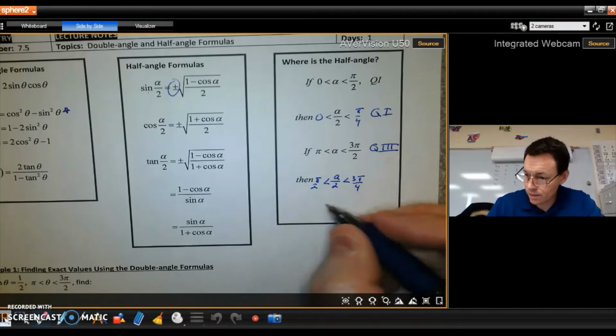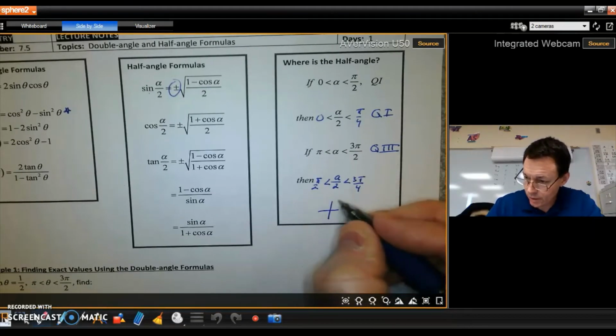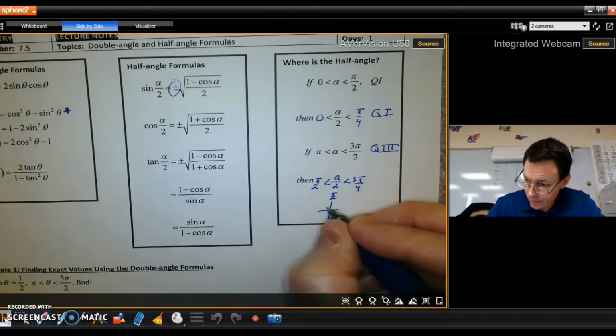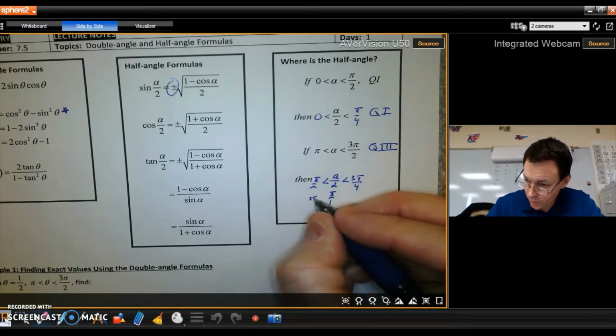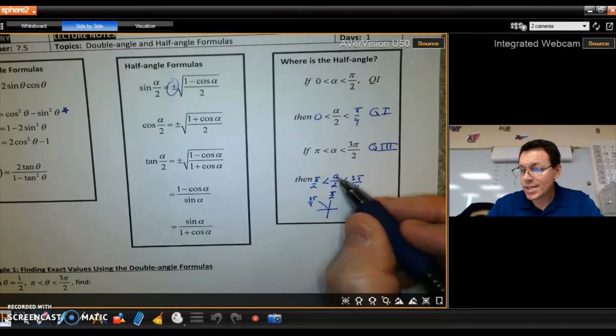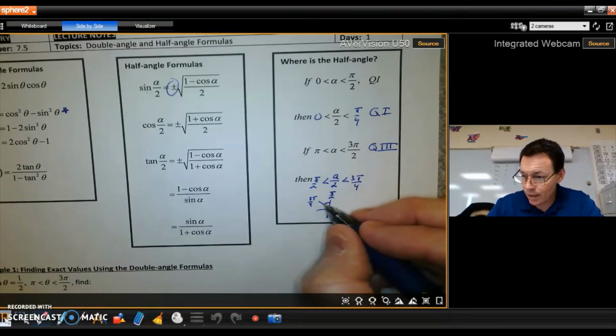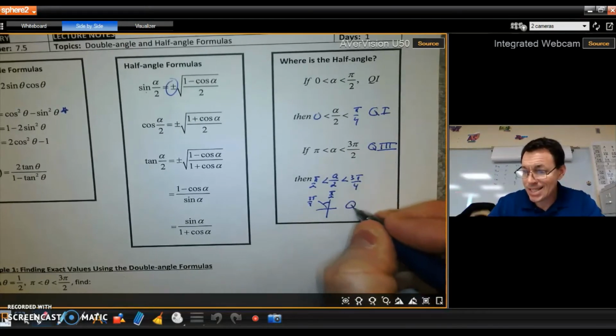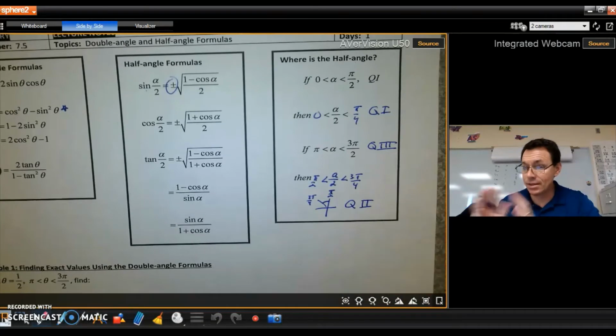Okay, so visualize this. Where's pi over 2? It's right here. Where's 3 pi over 4? It's right here. Here's 3 pi over 4. So this half angle would be somewhere here. It's in kind of that upper section of quadrant 2. But the only thing we need to know is that it's in quadrant 2. It's somewhere in quadrant 2.